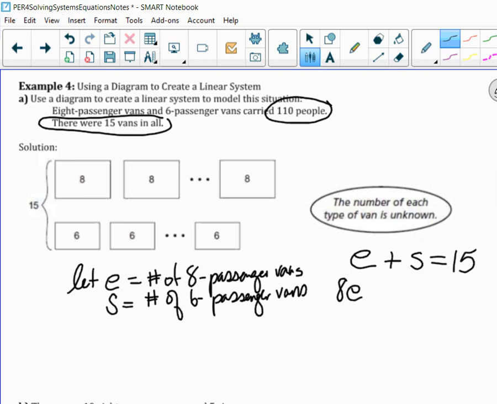So for instance, if there were 10 8 passenger vans, that would mean 80 people would be in 8 passenger vans, yes? And 6 times the number of 6 passenger vans. So for instance, if I just make this up, if there were 10 6 passenger vans, 6 times 10 means 60 people would be on the 6 passenger vans. And those two should add up to 110 people. Like I said, this is going to be the hardest thing that you're going to have to practice. So make sure you practice tonight coming up with these equations, because we're just going to go at it starting tomorrow with the word problems, right?